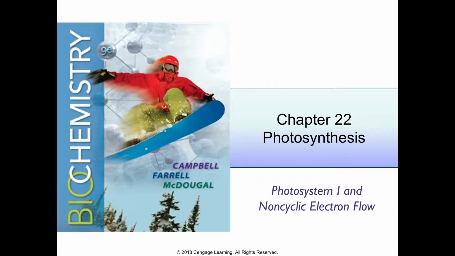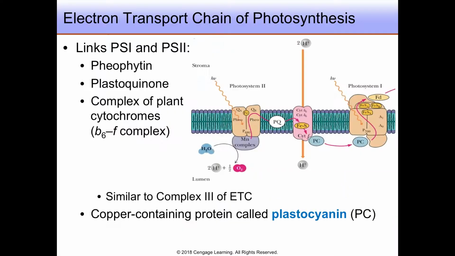Let's now see the sequence of events that occurs around photosystem 1 and see how that relates to the Z-scheme. In our last lesson, we followed electron flow from photosystem 2 to pheophytin and then to the membrane-soluble component plastoquinone. From there, electrons are transferred to a multi-subunit complex of plant cytochromes known as the B6F complex.